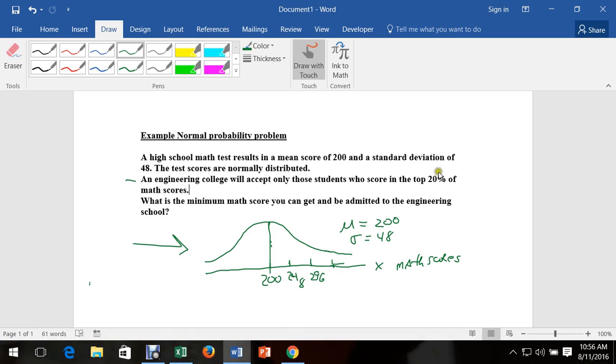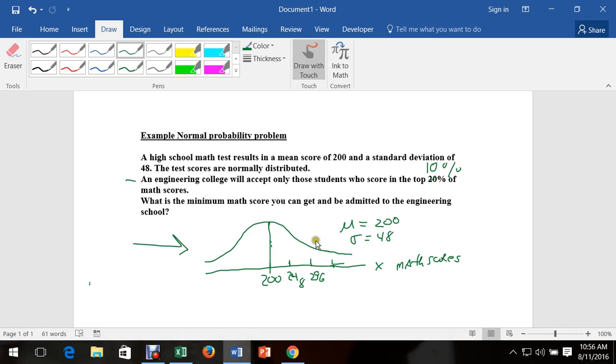Now, the question is that a local engineering school will accept only those students who score in the top 10% of math scores. I originally put that as 20, but I meant for it to be 10. So in other words, if you're in the top 10%, then you're going to be admitted to this engineering school. The question is, what is the minimum math score you can get and still be in the top 10%?